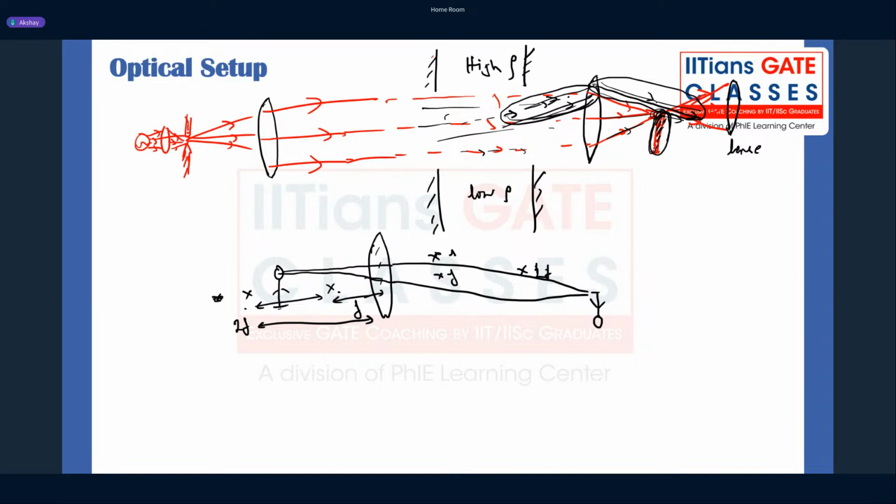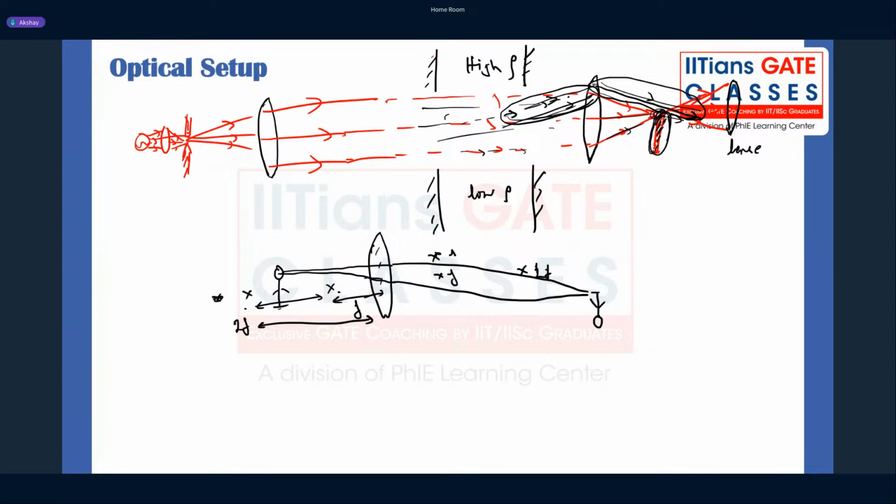So now it actually enhances the sensitivity. That means the brighter region becomes much brighter, and the darker region becomes much darker. That is how the knife edge works.